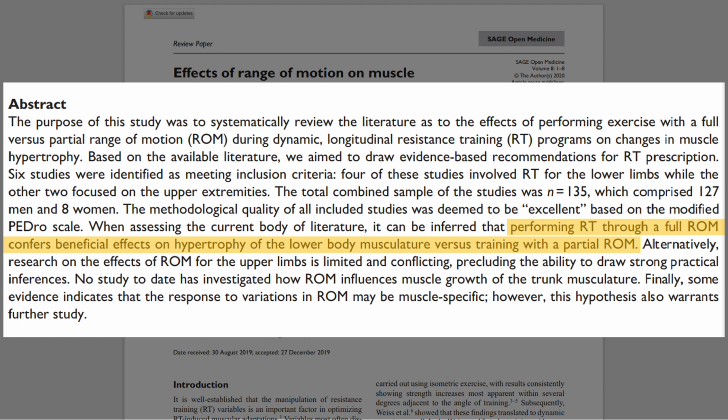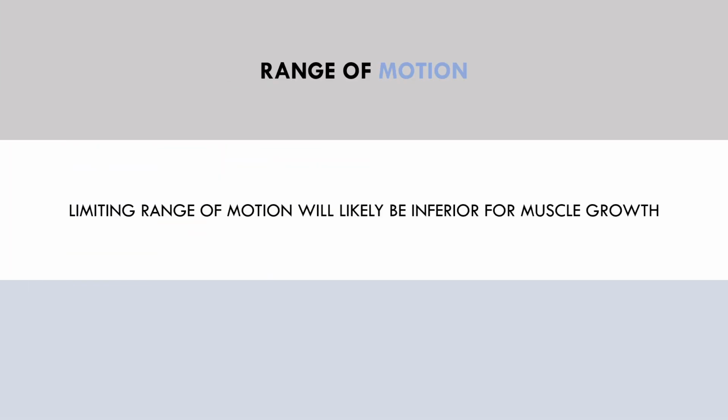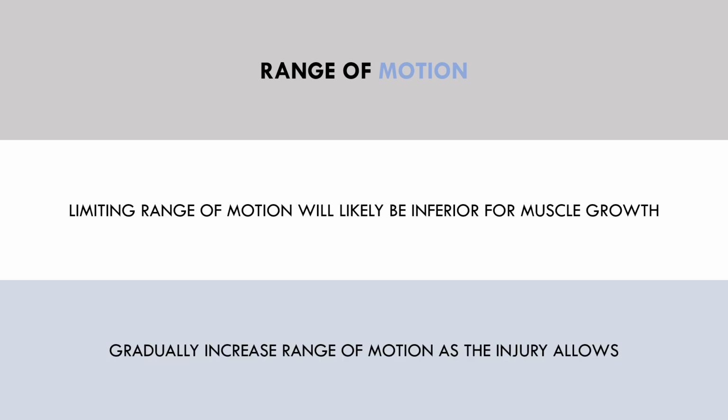Therefore, if range of motion is limited to training around an injury, it will likely result in slightly inferior muscle growth. So if trainees need to implement this strategy to train around an injury, they should try to increase range of motion over time as the pain response allows, until they are finally back to training with full range of motion. The second variable for this category is proximity to failure.